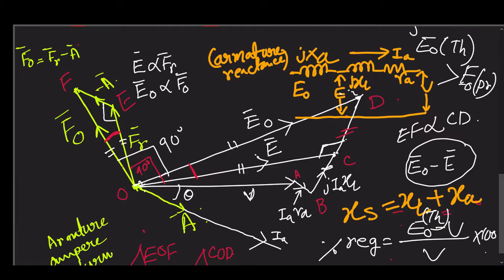Here what we do is replace a physical MMF, that is our armature MMF, by means of a virtual EMF, that is CD, across a virtual component, that is XA, the armature reactance, where armature reactance is in no way a physical inductance present in the circuit. So this method is known as the EMF method.